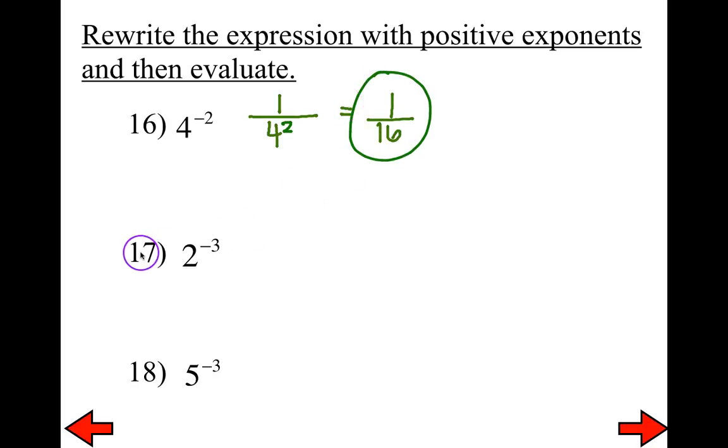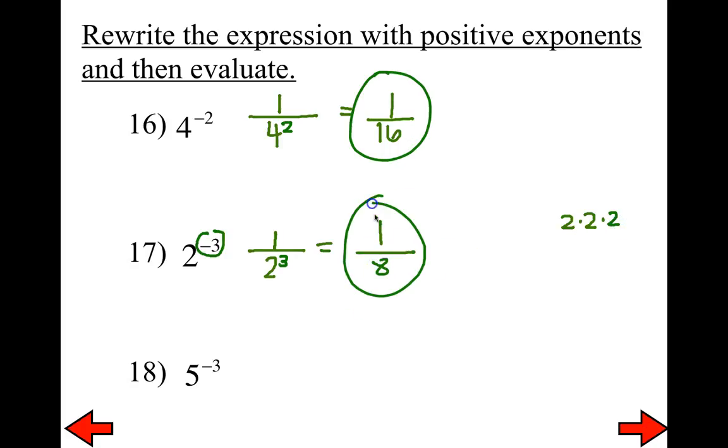Okay, what about number 17? Again, since this is a negative exponent, we're going to first start with 2 to the 0 power, which is 1. And since it's a negative exponent, instead of multiplying by 2 cubed, I'm going to divide by 2 cubed. This is going to leave me with 1 over, let's go off to the side, 2 times 2 is 4 times another 2 would give me 8.